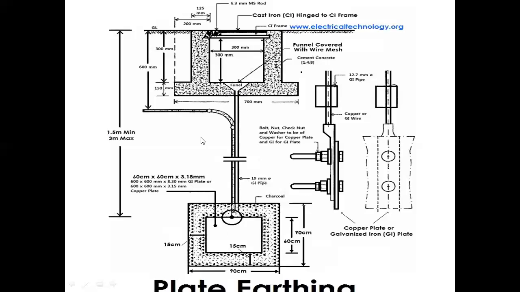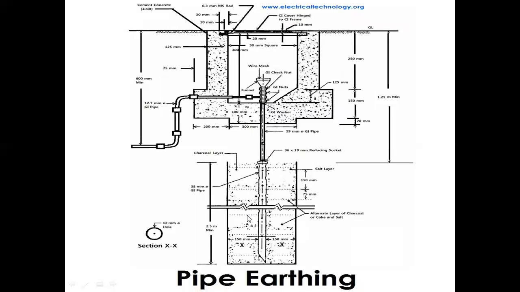And this is the construction details of the plate earthing system. And if you look at the pipe earthing system, the difference between the plate and pipe is that here we are using the electrode as a pipe, in the same procedure. But the advantage of pipe earthing is that here we can see there is a funnel with wire mesh.